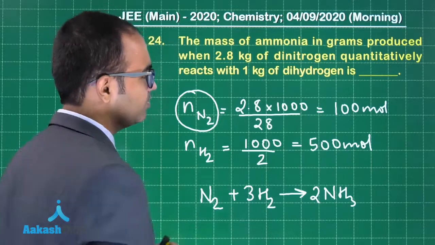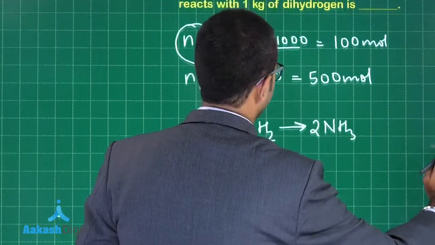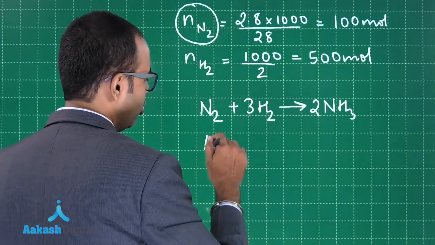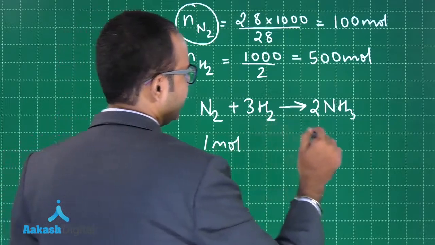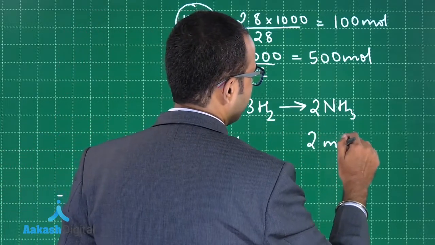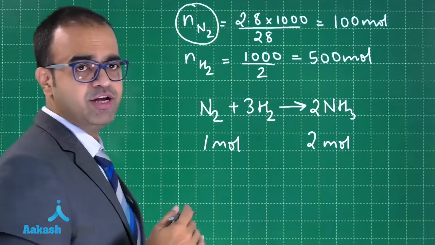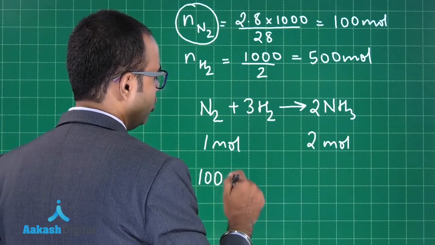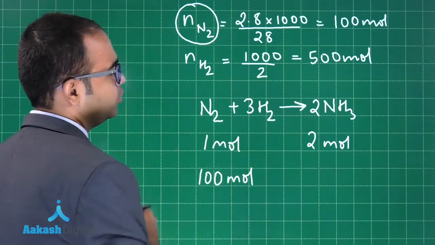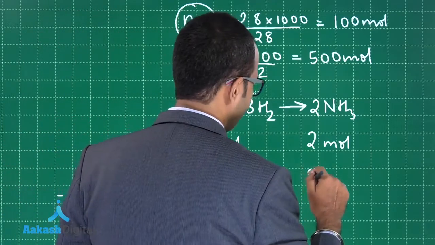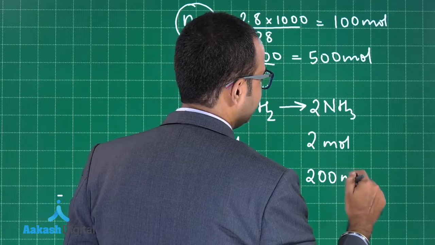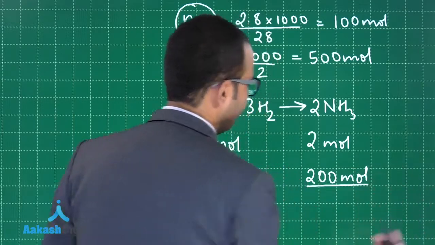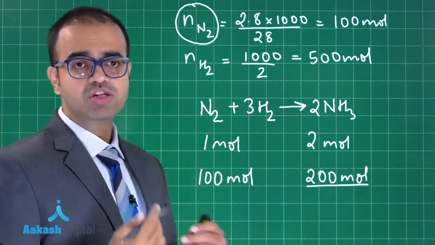From N2. Okay. So let's see. 1 mole of N2 gives you 2 moles of ammonia. So 100 moles of N2 will give us how much? Will give us 200 moles of ammonia. So we have got the moles of ammonia.